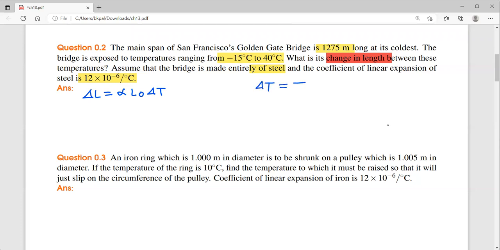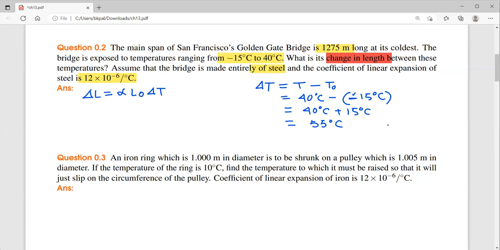Delta T is final temperature minus initial temperature. Here the final temperature is 40 degrees Celsius and the initial temperature is minus 15 degrees Celsius. This minus is very important. This minus and this minus becomes plus. So it is 40 degrees Celsius plus 15 degrees Celsius, altogether 55 degrees Celsius. Many students make a mistake here. They just ignore this negative sign and get 25 degrees Celsius, which is wrong.